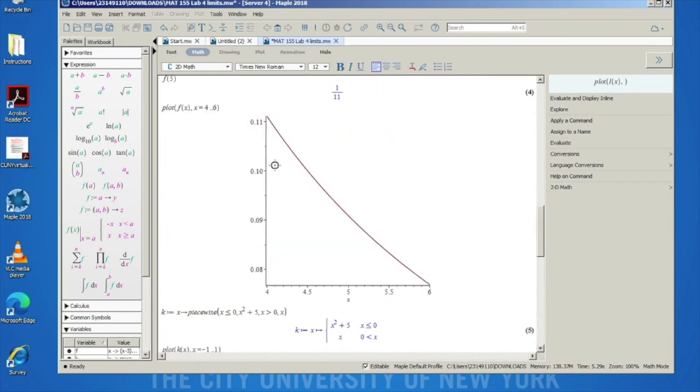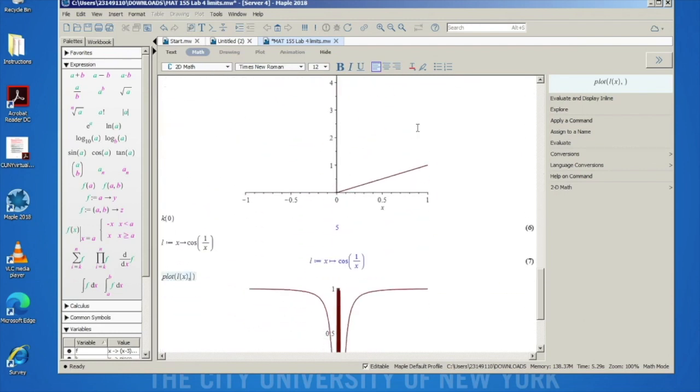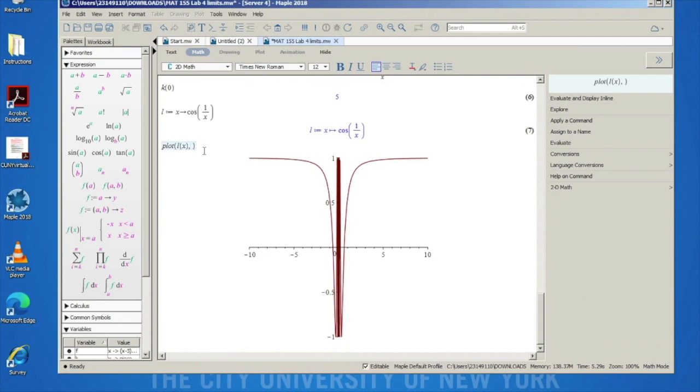So let's actually zoom in at this value. The values given were 1 over pi, 1 over 10 pi, and 1 over 200 pi. So let's go from x equals 0 to 1 over pi.